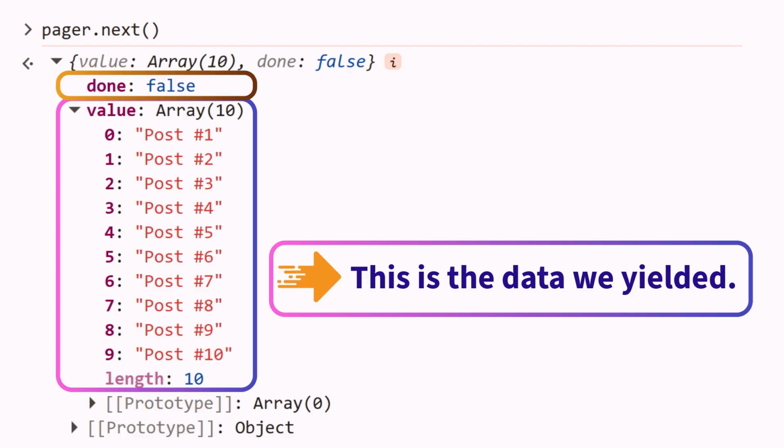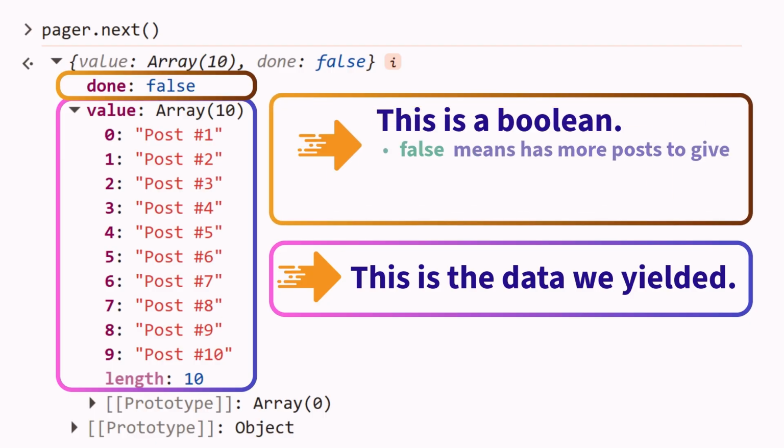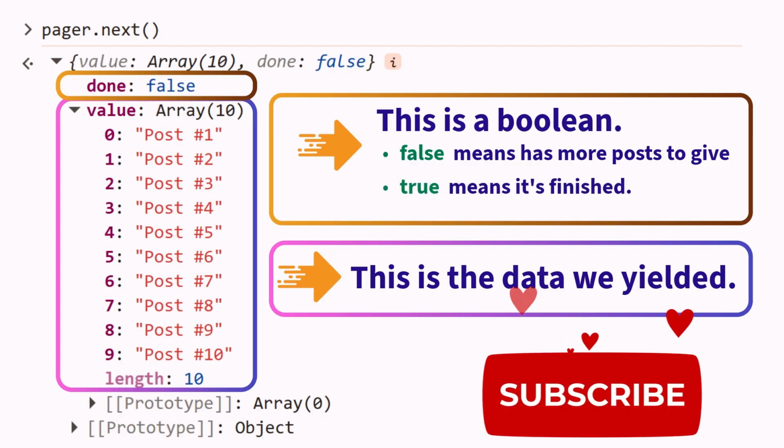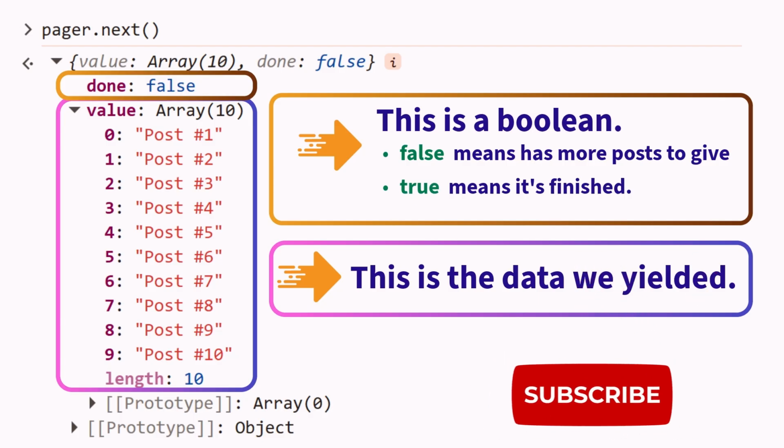The second property is done. This is a boolean. As long as the generator has more posts to give, done is false. The moment it is finished, done flips to true. This is how we know when to stop. We are in complete control.